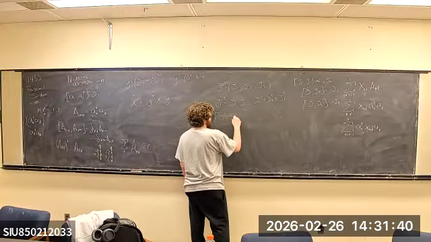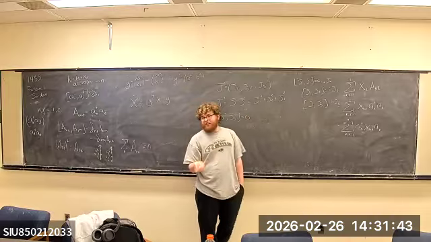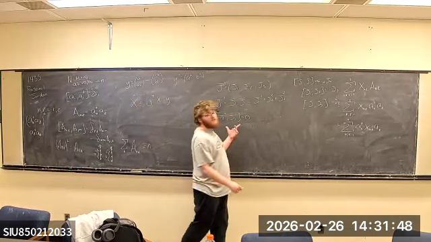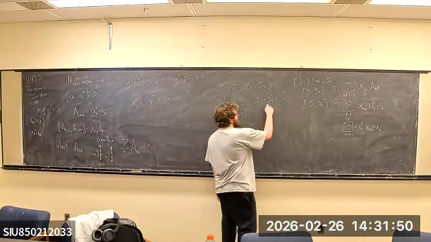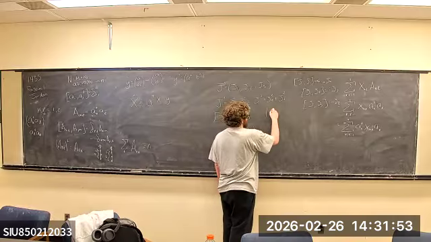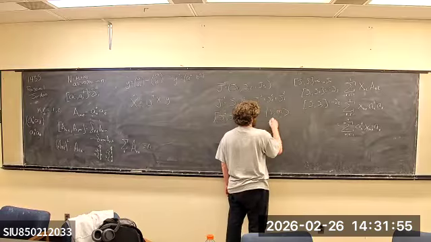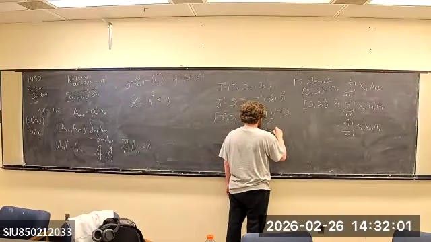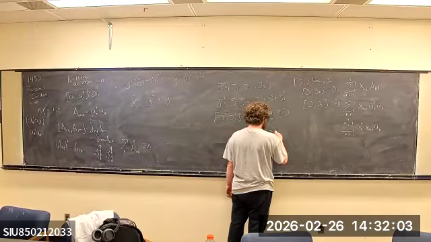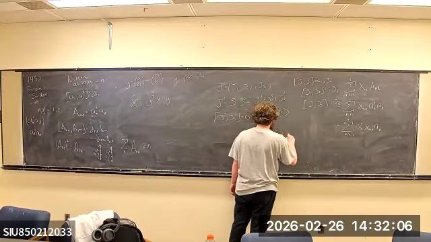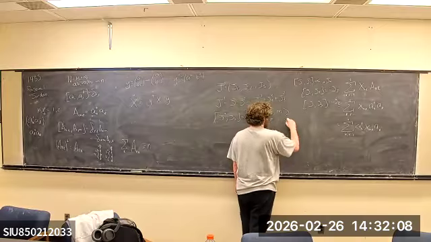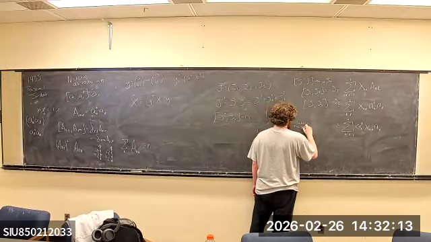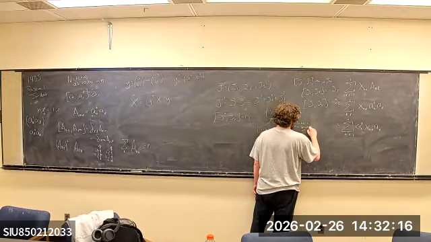Specifically, since J squared and J3 commute, they share an eigenbasis. I'm not going to prove that; it's a very involved proof. I'm just going to say that they share an eigenbasis, and I can label it by the eigenvalues. j labels the spectrum, the eigenvalues of J squared, and m labels the spectrum of J3.